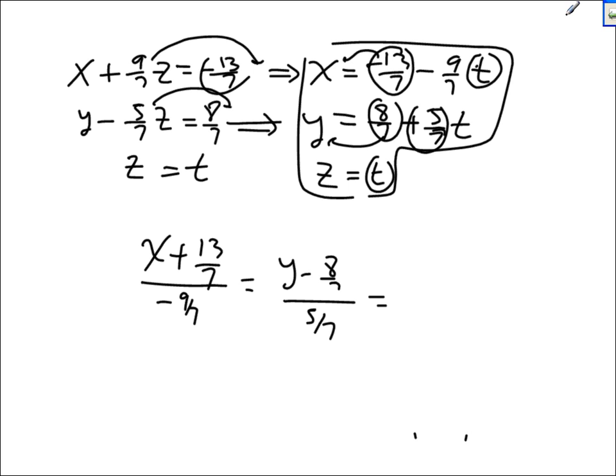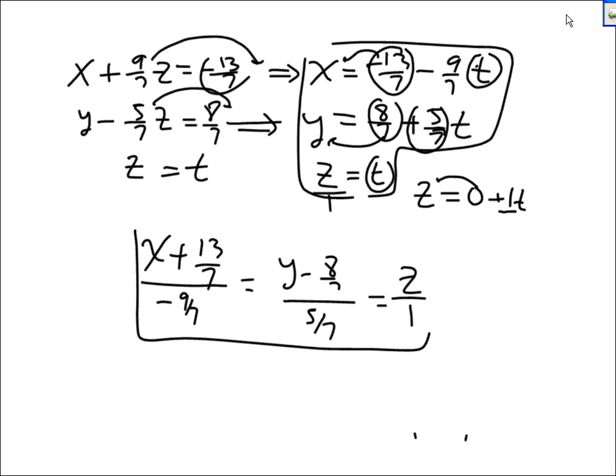Now, if this is going to bother you, fine. Just realize that t is 0 plus 1t. Bring over the 0. You want to write z minus 0? Fine, wonderful. But it's still z. And then divide by 1. T is z over 1. There are the symmetric equations.